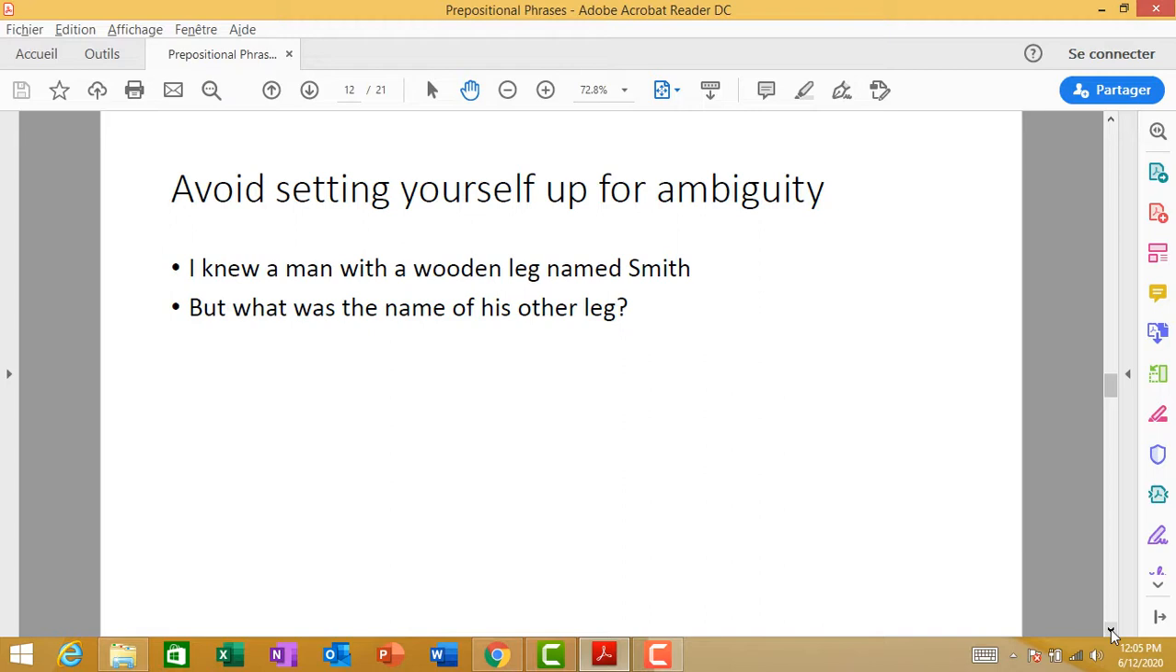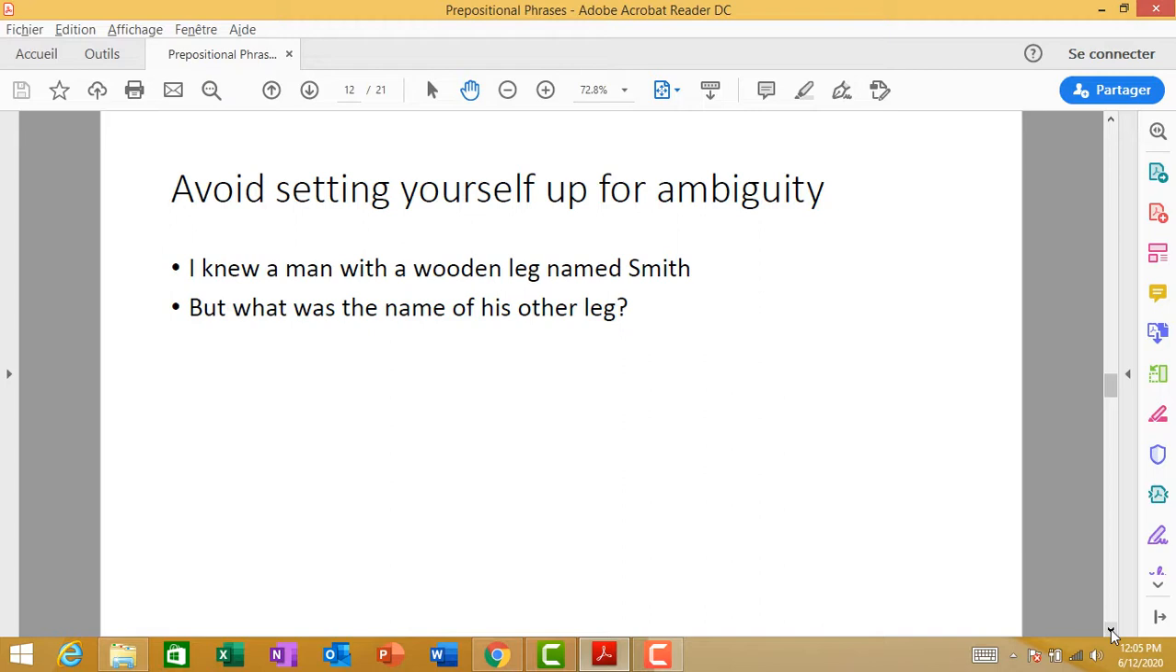You see the idea? So this might sound a little bit corny, but in terms of a joke, it might be a little bit corny. But this is a good example to show you how confusion might arise when you use prepositional phrases. For a sentence like this, instead of saying, I knew a man with a wooden leg named Smith, I would say, I knew a man named Smith who had a wooden leg. So I would just get rid of the prepositional phrase altogether.